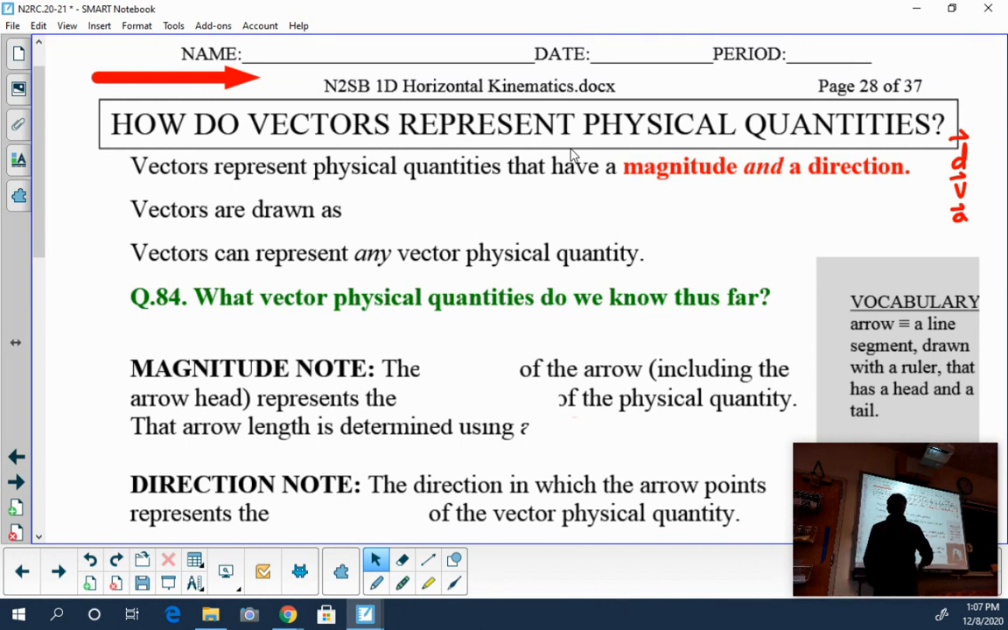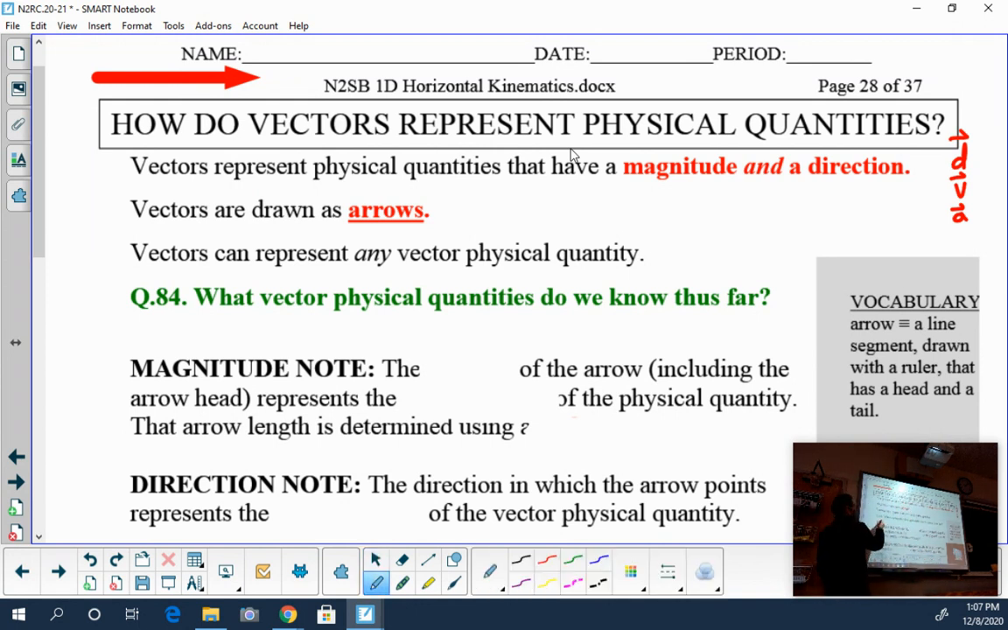So how do we draw them? Boom, arrows. What's an arrow? There's a definition over there if you're not sure. It can represent any vector physical quantity, like those three we had up top there: displacement, velocity, acceleration. What do we know so far? Oh, well, what a surprise.